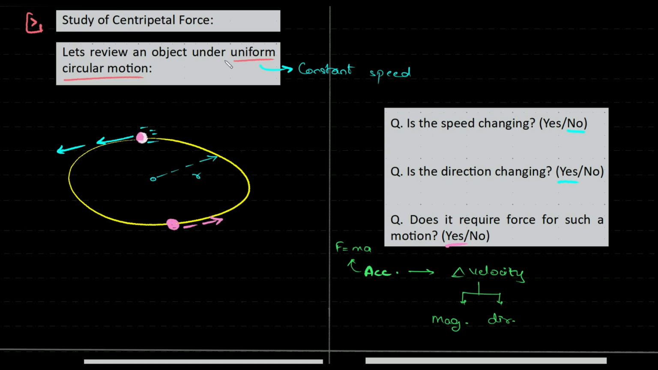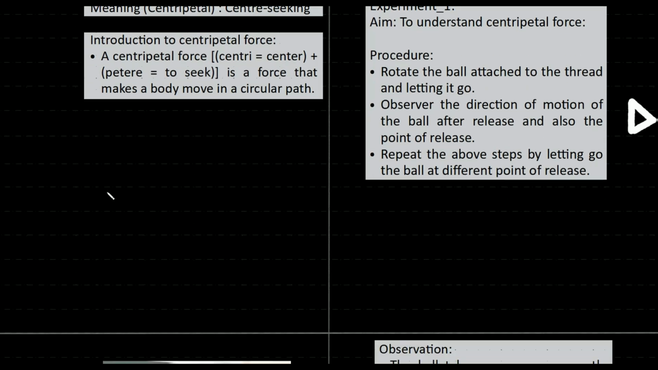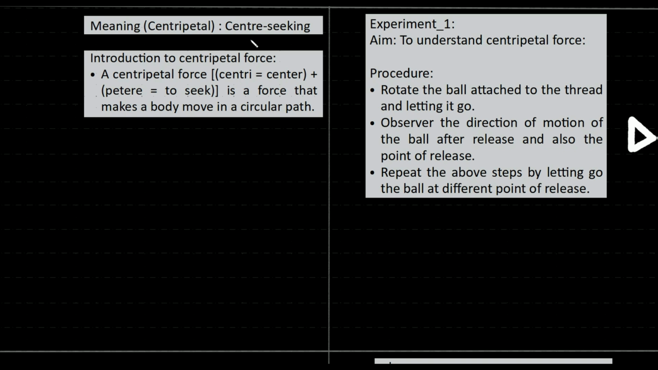So let me summarize. We have an object moving in circular manner, circular path. In this particular case, we have just taken uniform circular motion because your syllabus talks about it. So for this object to move in a circular path, it needs to have a force that is acting throughout. If there was no force, it won't be taking a circular path. Okay. So what is the literal meaning of centripetal? Center seeking. Now you guys understood how is all of this related? So centripetal force is a center seeking force that makes an object move in circular path.